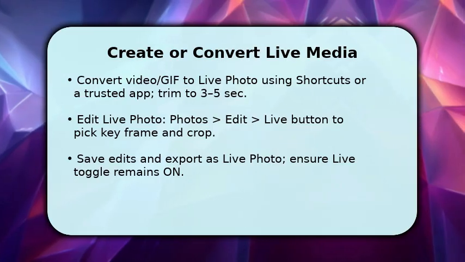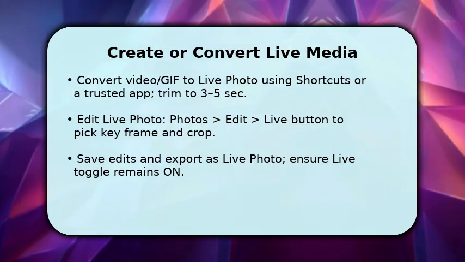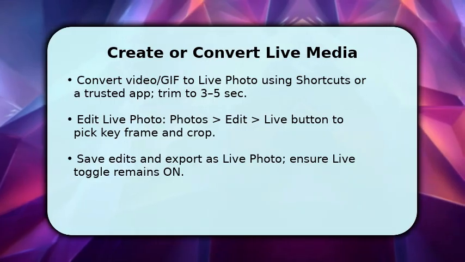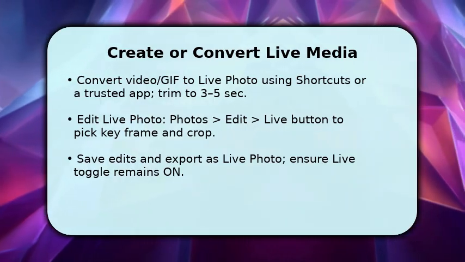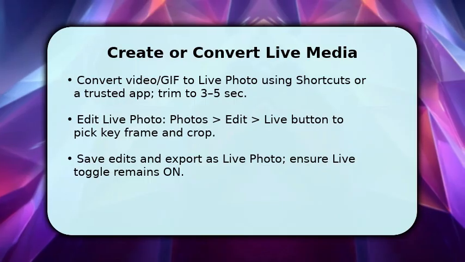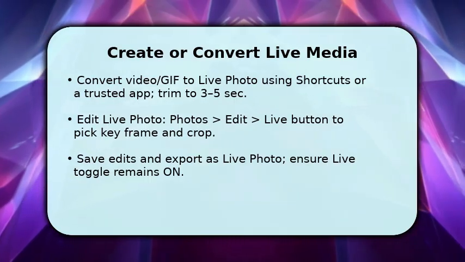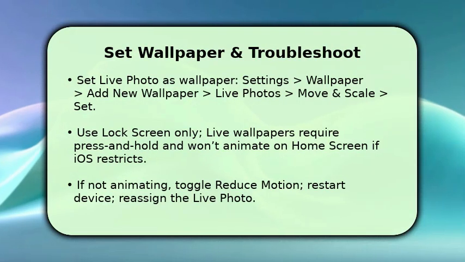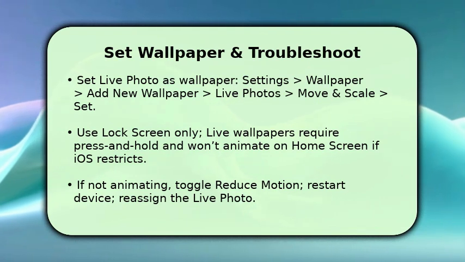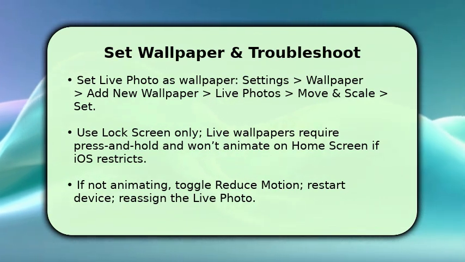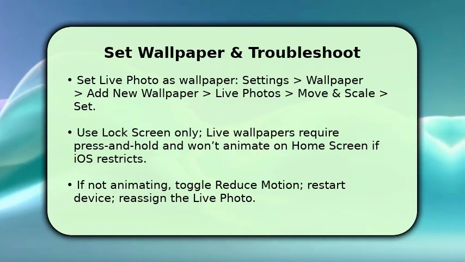Next, open Photos. Edit the live photo to set the keyframe and crop for the lock screen. Make sure the live toggle is on after saving so the photo retains animation. Finally, assign the live photo to your lock screen. Go to Settings, Wallpaper, add New Wallpaper, pick Live Photos, Position and Scale, then choose Set for Lock Screen.